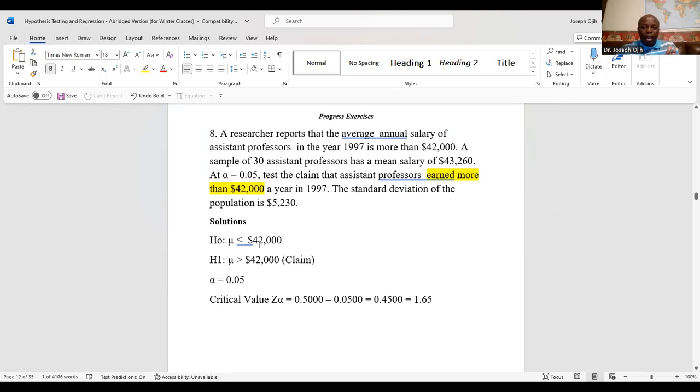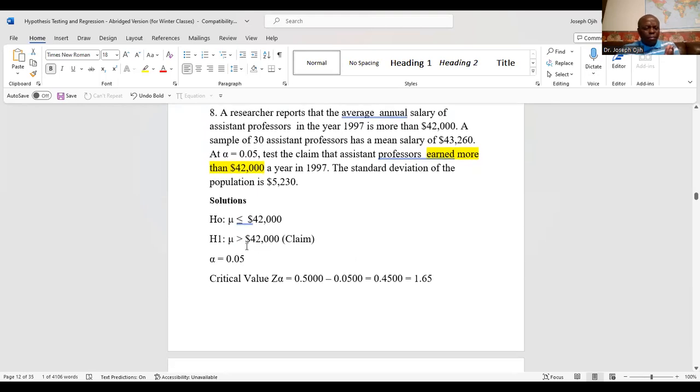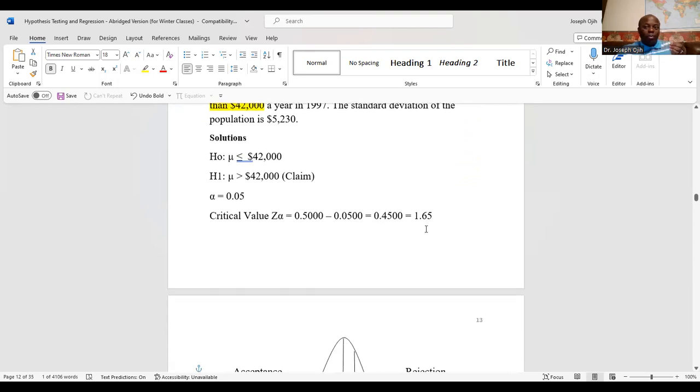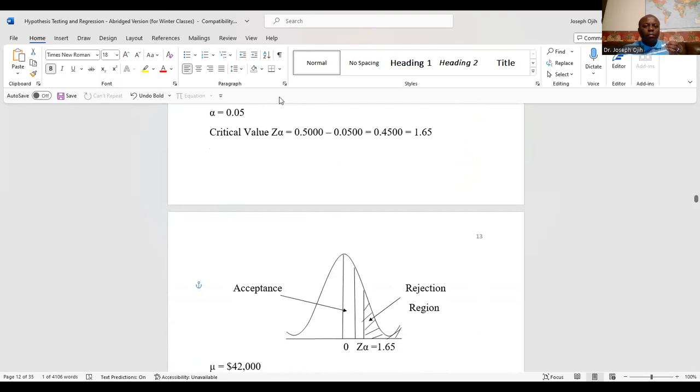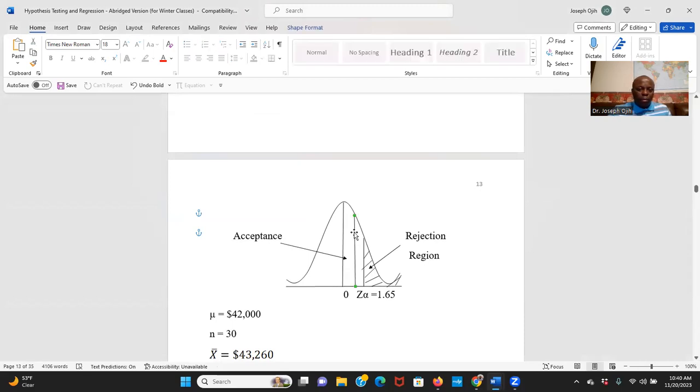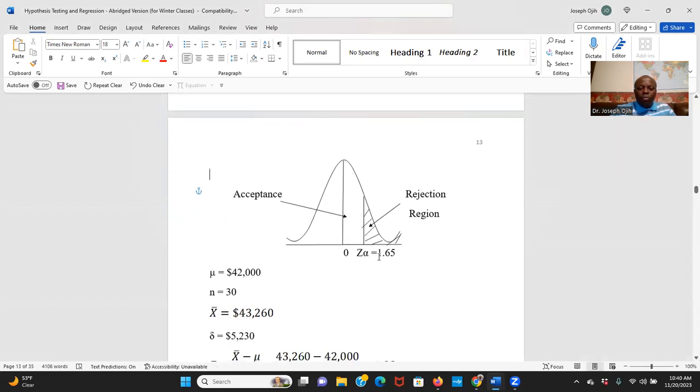So the first thing is to state the hypothesis, which is that they make more than that. You identify the claim, get your alpha, and find the critical value from this table of normal distribution. Then draw your chart. This is how the chart looks. The whole unshaded place is the acceptance region, but the shaded one is the critical region. Anything that falls in the critical region, you reject the null hypothesis.